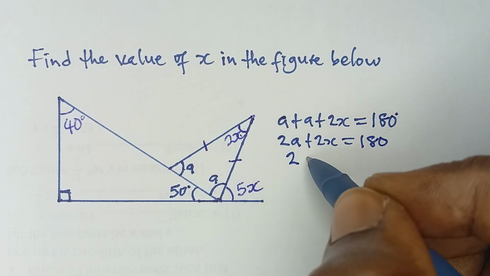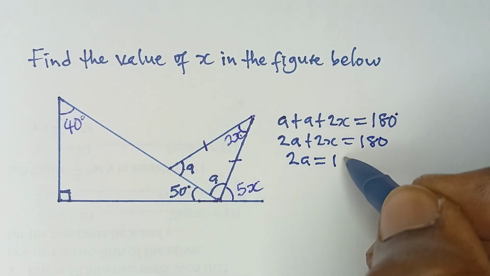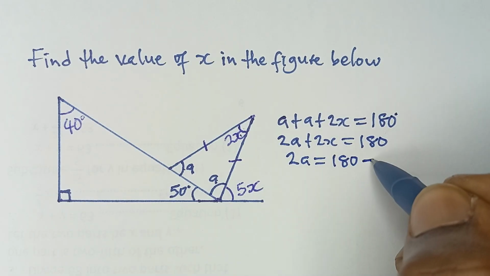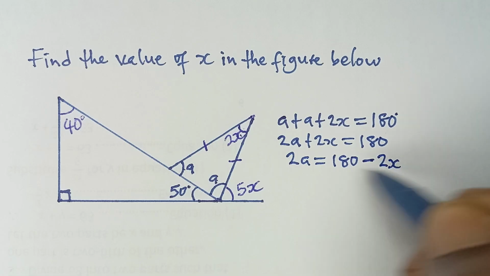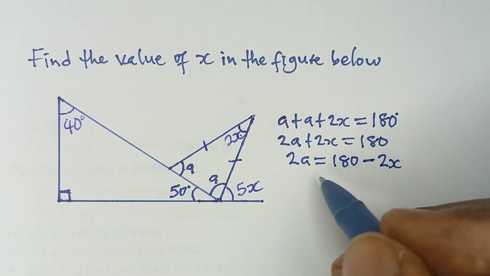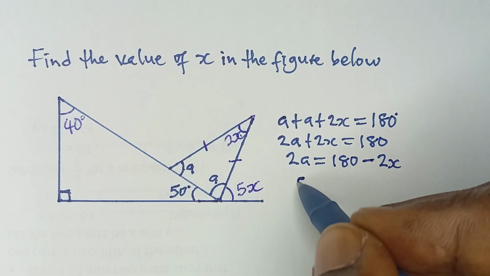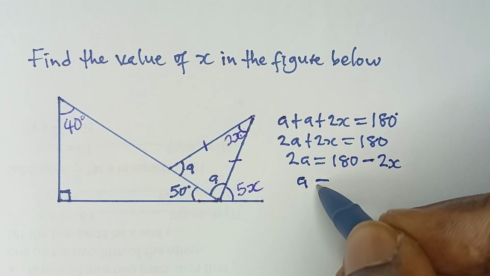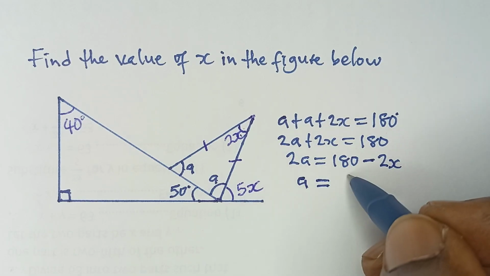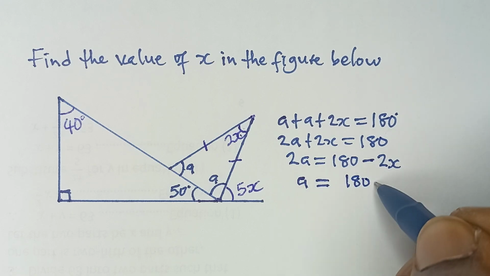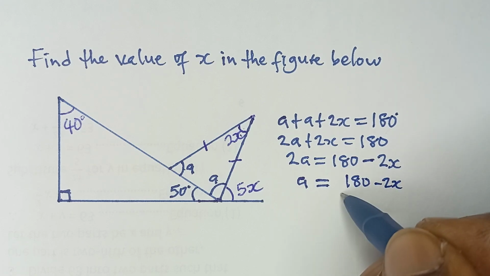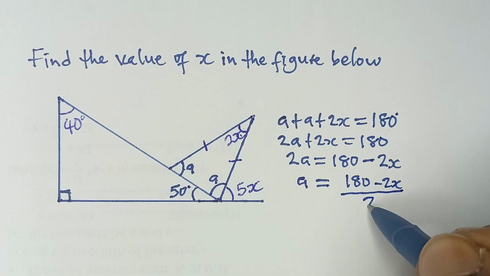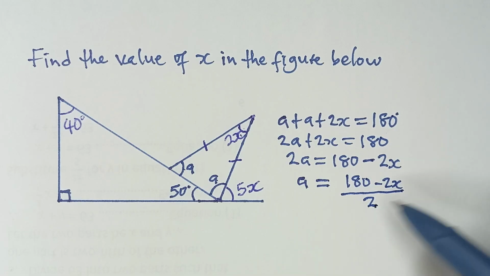So I'll be having 2A is equal to 180 minus 2x. When this 2x goes to that side, it becomes negative 2x. So for me to get A, I can simply divide both sides by 2. Dividing this side by 2 gives me 180 minus 2x all over 2. So this is the value of A.